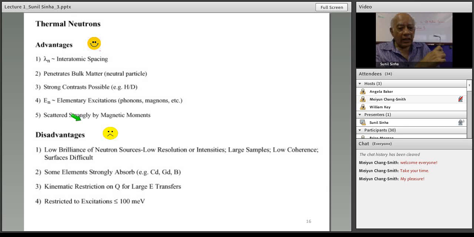And surfaces are difficult, but I think this has to be qualified because there's a lot of neutron work being done on surfaces with reflectivity and other techniques, which I'll talk about. Some elements are strong neutron absorbers, so if you have them in your sample, like cadmium, gadolinium, or boron, it's very difficult to do neutron experiments on those. In fact, these are used as neutron absorbers in reactors and so forth. Cadmium is used in control rods in reactors, and boron is used as neutron shielding. So if you want to do neutron experiments involving these elements, you have to go to rather expensive isotopes which don't absorb neutrons that much.